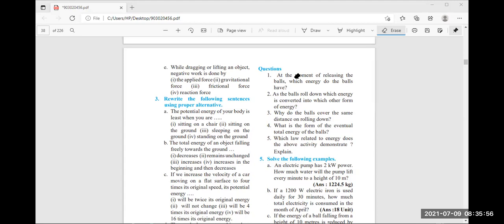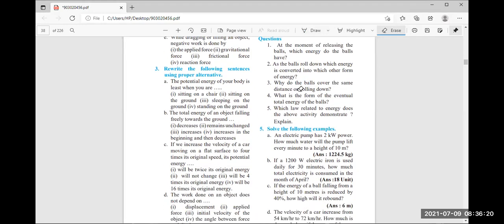Now, third one: why do the balls cover the same distance on rolling down? Yes, students, this question is actually wrong. They do not have the same speed. In the first lesson only we have seen, when a ball rolls down a channel, its speed increases as it comes downwards. Yes or no? Then it's not possible. It will cover equal distance in equal intervals of time. Why do the balls cover the same distance on rolling down?